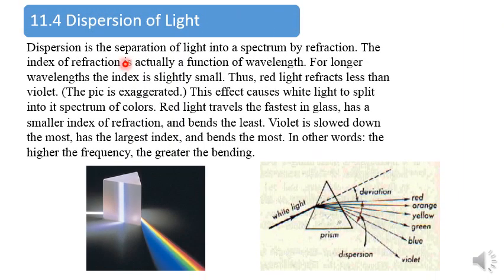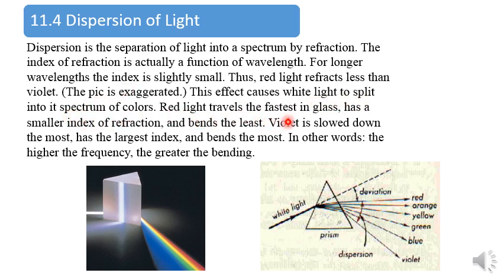Now, students, what about dispersion? Dispersion is the separation of light into a spectrum by refraction. The index of refraction is actually a function of wavelength. For longer wavelengths, the index is slightly smaller. Thus, red light refracts less than violet. The effect is exaggerated here. This effect causes white light to split into a spectrum of colors.